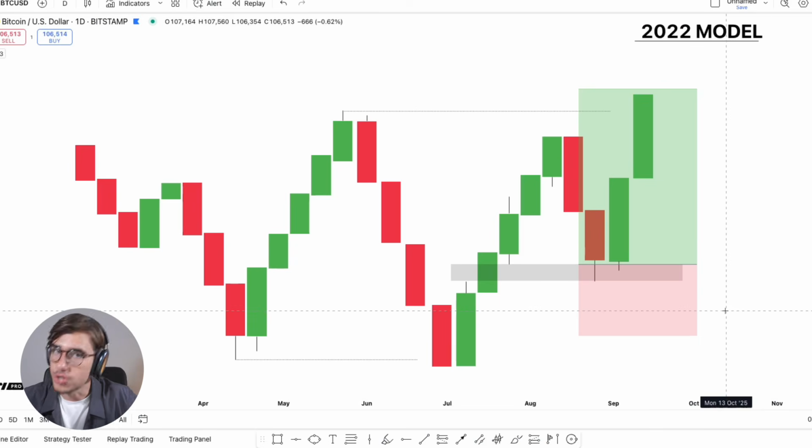Now when we combine what I've just told you, we get what we call the 2022 model, arguably one of the best and most famous ICT models in the entire world. There are countless examples of people making a living from purely trading the 2022 model. So let's go over it.